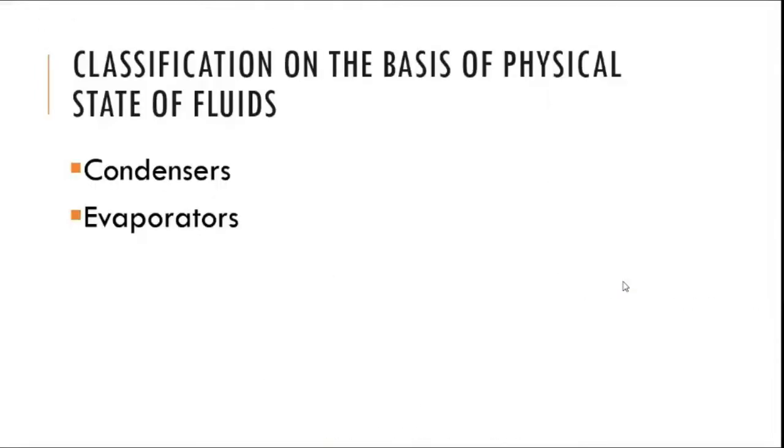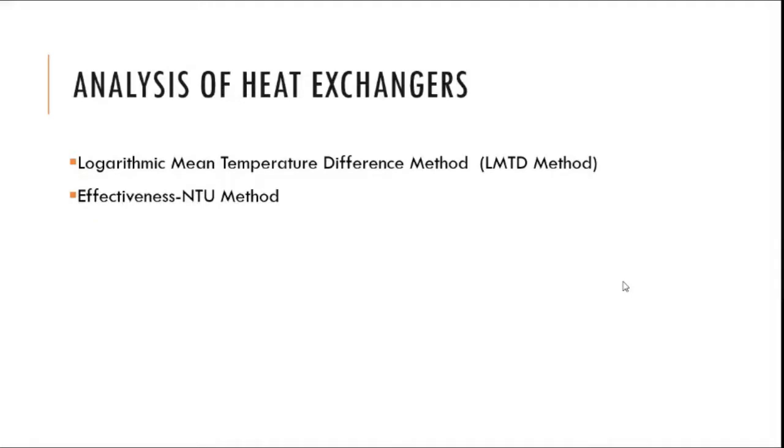The last classification was on the basis of physical states of fluids. So they were classified as condensers and evaporators. We went for analysis of heat exchangers. The analysis was supposed to be done by two methods. First is LMTD method, also logarithmic mean temperature difference method. And the second one is effectiveness NTU method.